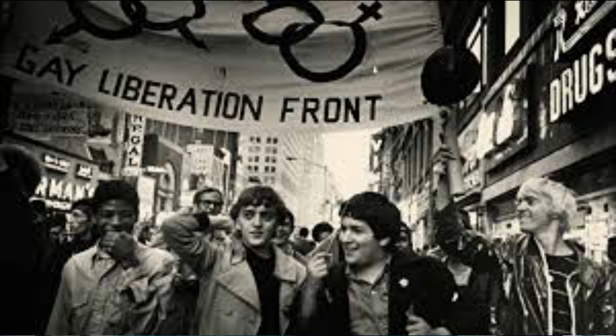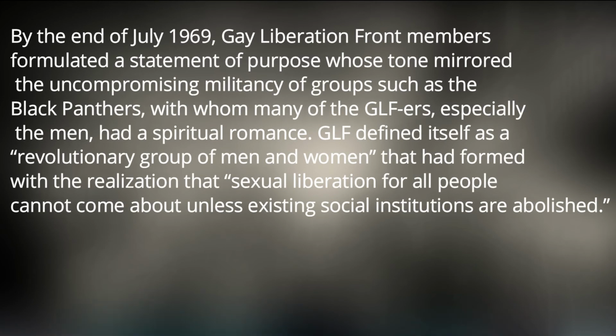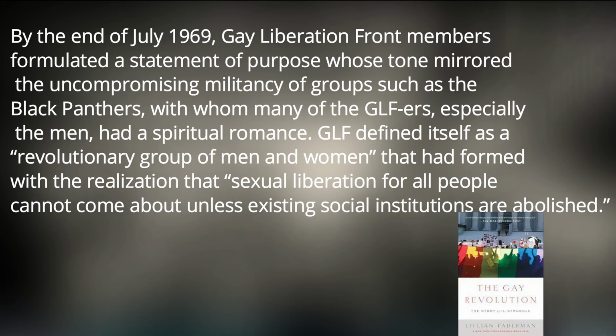call heteronormativity. Faderman continues, "By the end of July 1969, Gay Liberation Front members formulated a statement of purpose whose tone mirrored the uncompromising militancy of groups such as the Black Panthers, with whom many of the GLFers, especially the men, had a spiritual romance." GLF defined itself as a, quote, "revolutionary group of men and women" that had formed with the realization that, quote, "sexual liberation for all people cannot come about unless existing social institutions are abolished."